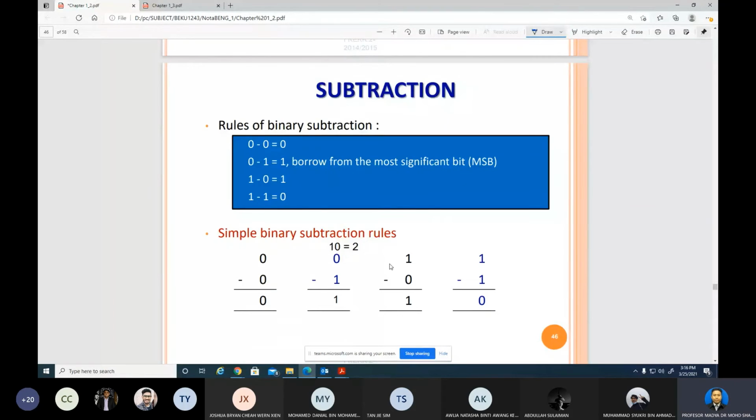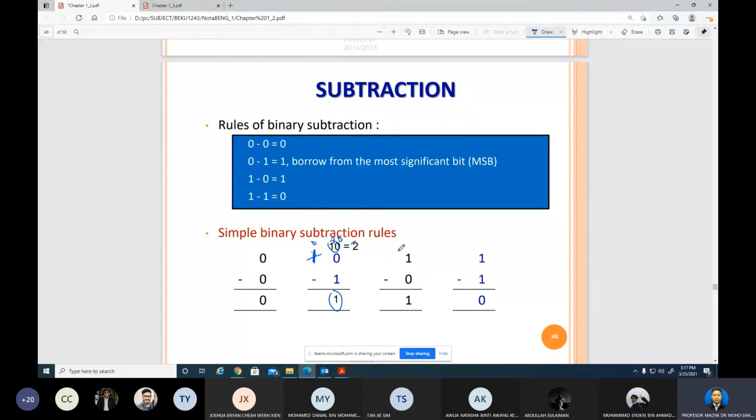So we have to borrow. We have to borrow from, suppose we have, the more significant bit. Maybe we have a 1 here. Then we bring it here, so this one will be 0, and this one automatically will be 2, which we can declare as 1, 0, or in decimal is 2. 2 minus 1 will be 1 here. This is the difference.